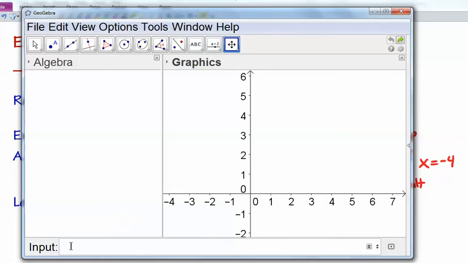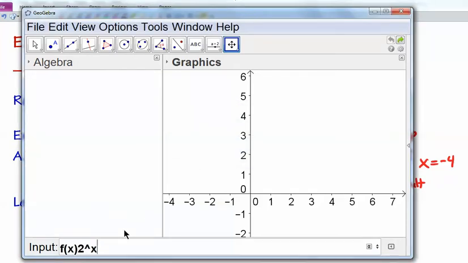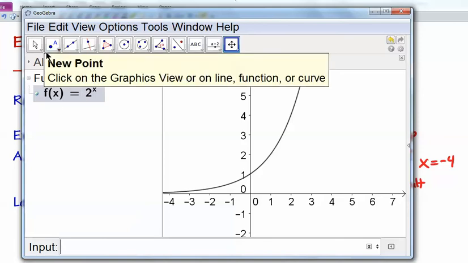First, if I want to enter a function f of x, and I want to make this 2 raised to the x power. I didn't put an equal sign, which is why it didn't recognize that. All right, so there's 2 to the x power, and I think we know quite a bit about this already.